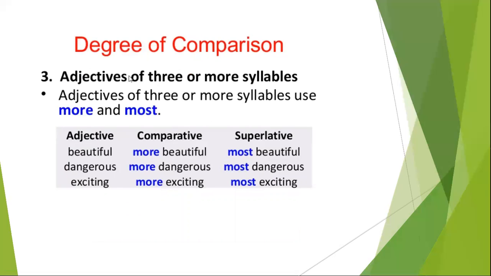Next, adjectives of three or more syllables. Adjectives of three or more syllables use more and most. So if the adjective has three or more syllables, we should add more in comparative and most in superlative. For example, beautiful is an adjective. So while writing in comparative, you should add more: more beautiful, in superlative most beautiful. Then dangerous, more dangerous, most dangerous. Exciting, more exciting, most exciting.